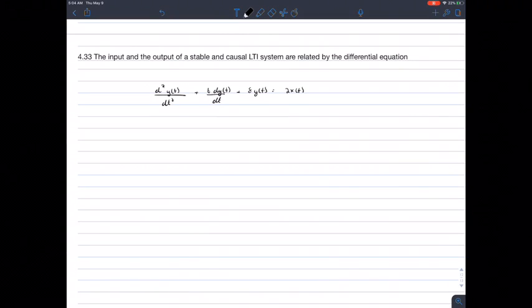Alright, our next question that we are going to be doing is 4.33 from OWN. It gives us the input and the output of a stable causal linear time invariant system, and it's related by the differential equation given below. Okay, so it wants us to find the impulse response of this system.